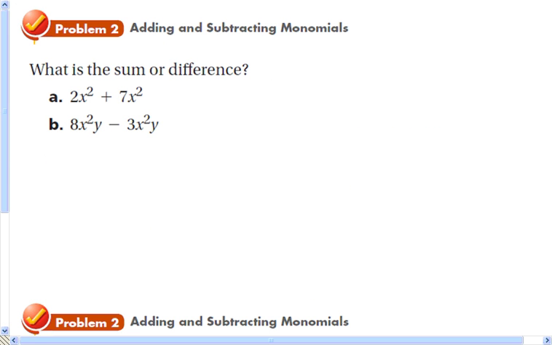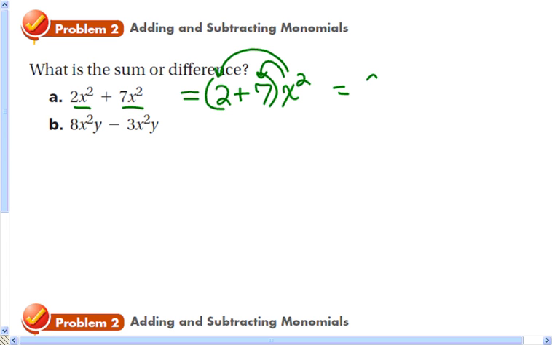All right. What is the sum or difference? When you're adding and subtracting monomials, and we've done this already, you're really looking for like terms. And if they have the exact same variable and the exact same power, you can combine them. And the reason you can combine them is because of the distributive property. I can write this as 2 plus 7 times x squared, the quantity 2 plus 7, because this x squared now distributes. It's multiplied by both of those and gives us 2x squared plus 7x squared, which I can simplify as 9x squared.